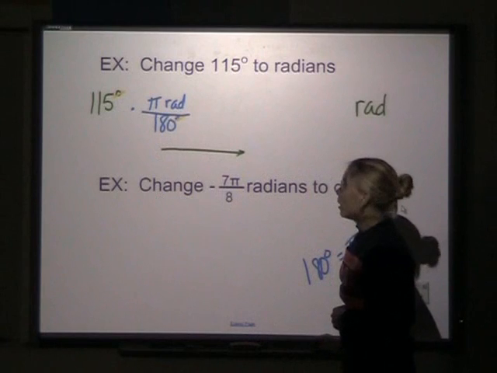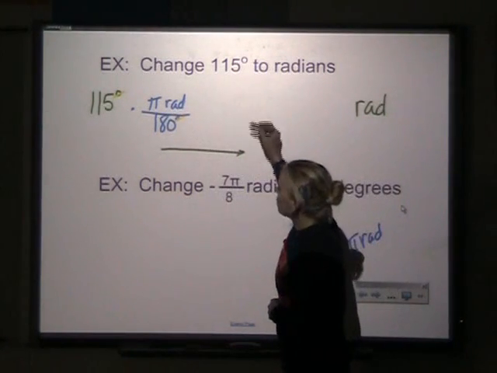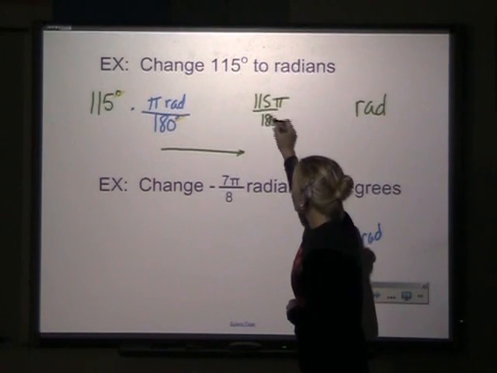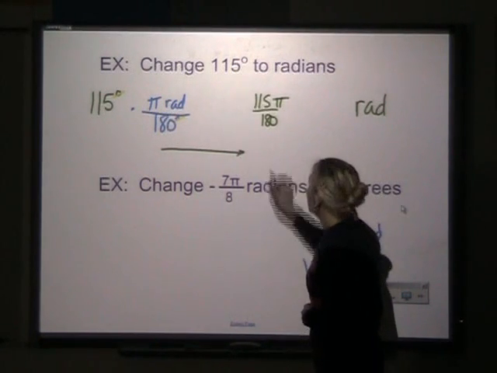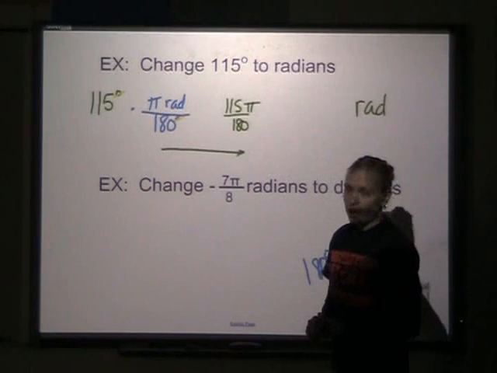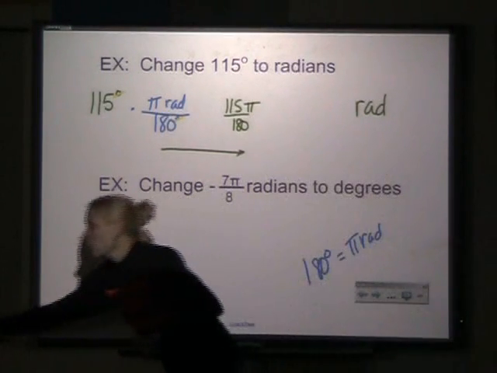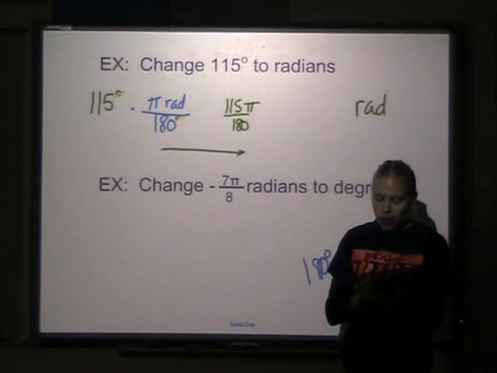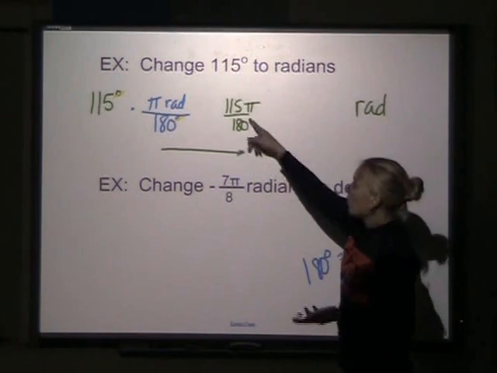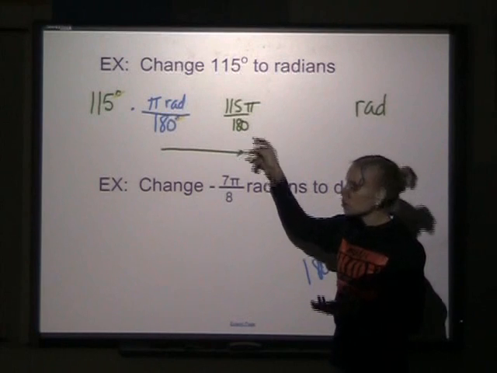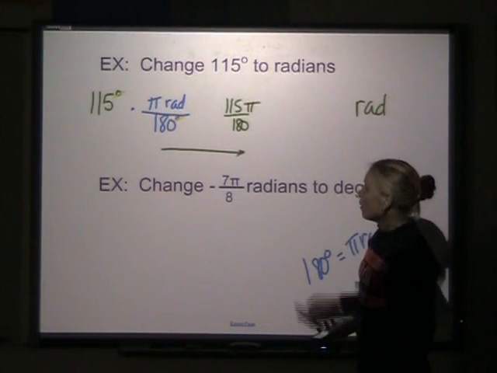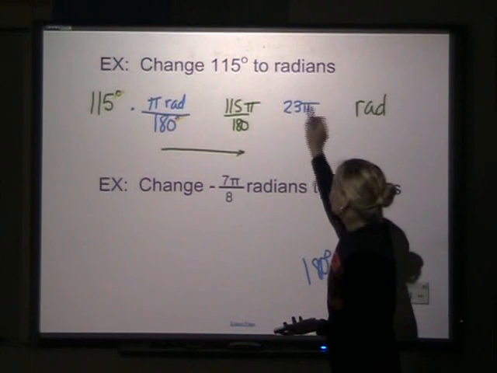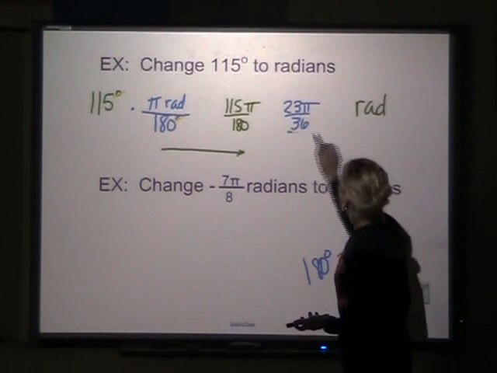I'm going to be left with radians, and my answer would start off with 115 pi over 180 radians, but I do need to simplify that. Okay? If you would like to, you can use the fraction button on your calculator to simplify. You can also know that 5 goes into both of those numbers. Okay, and then when 5 goes into both of those numbers, you should get 23 over 36.